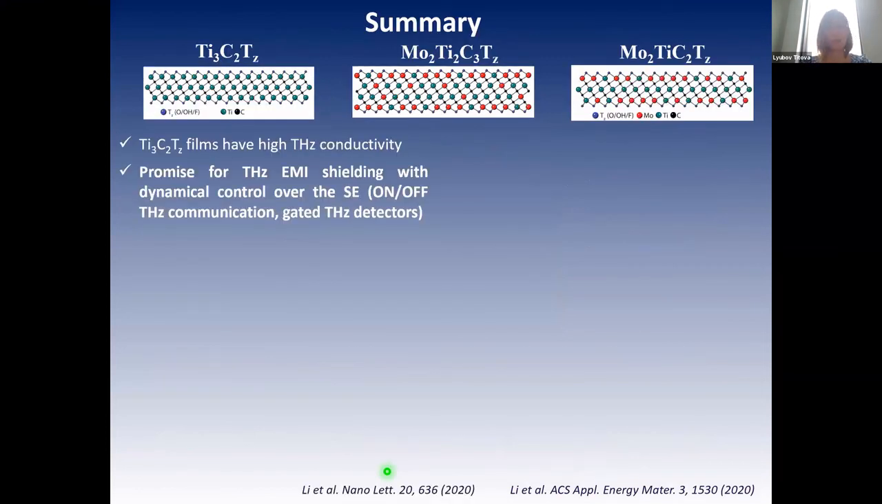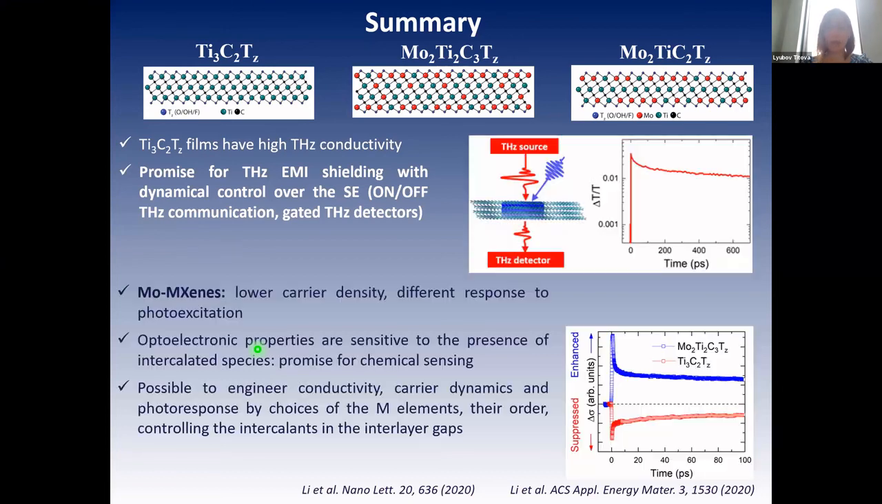So let me just summarize what we have seen so far. Titanium carbide MXenes have very high terahertz conductivity and show promise for terahertz electromagnetic interference shielding with dynamical control over shielding efficiency. In terms of moly MXenes, we found that they have lower carrier density, they have different response to photoexcitation, and their optoelectronic properties are sensitive to the presence of intercalated species, therefore they show promise for chemical sensing. And overall, we see that it's possible to engineer terahertz conductivity as well as carrier dynamics and photoresponse by choice of the chemistry, ordering, and also by controlling intercalants.